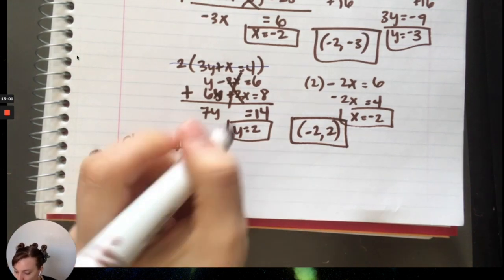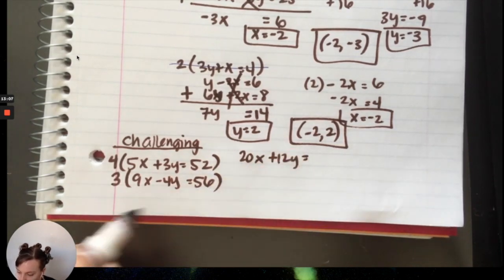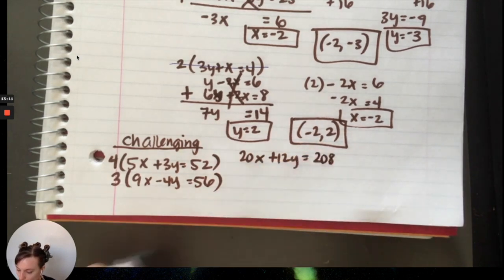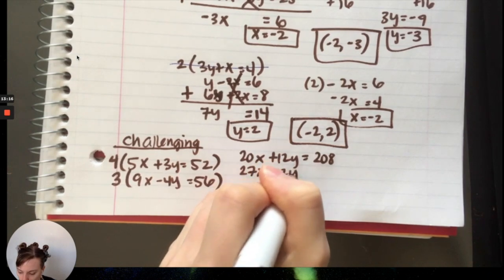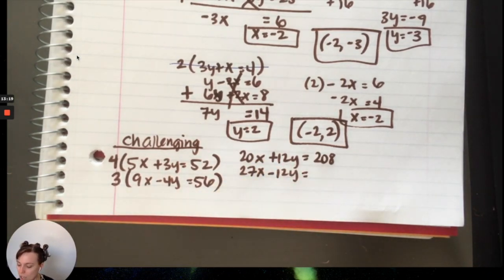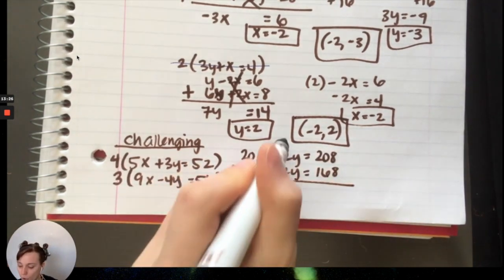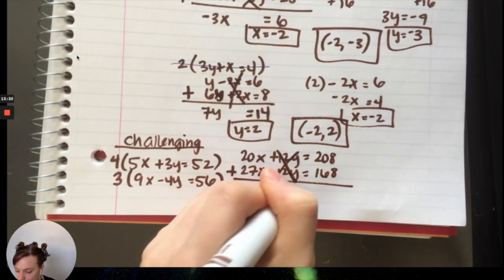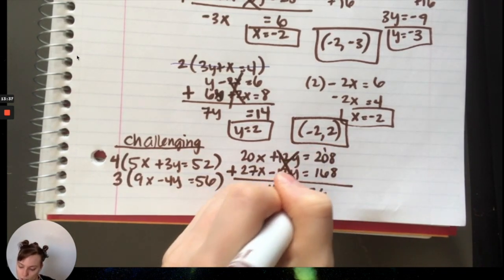So when I distribute, I'm going to end up with 20x plus 12y equals 4 times 50 is 200, 4 times 2 is 8, so it's 208. 3 times 9 is 27x minus 12y equals 3 times 50 is 150 plus 18, 150 plus 18 is 168. And I'm adding these two together. I know the y's are going to eliminate. 20 plus 27 is 47x equals, so that would be a 6, that would be a 7, 3, 7, 6.